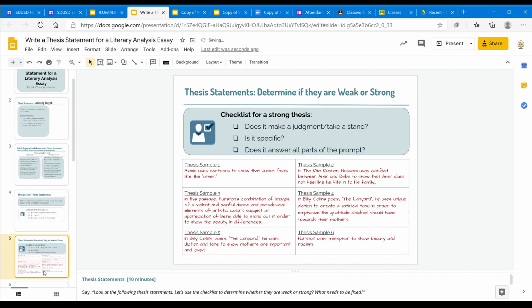Look at the following thesis statements. Let's use the checklist to determine whether they are weak or strong. Type a W in the box for weak thesis statements and an S for strong thesis statements.